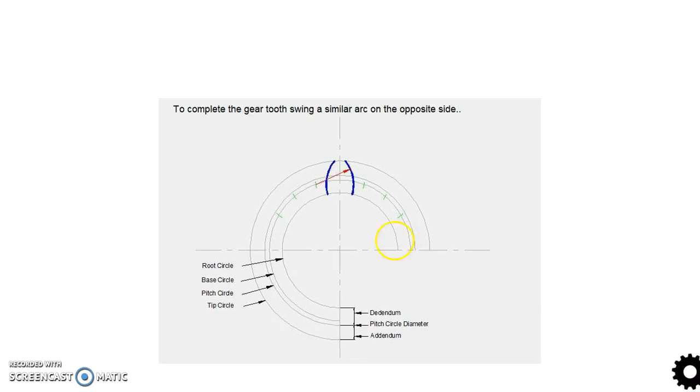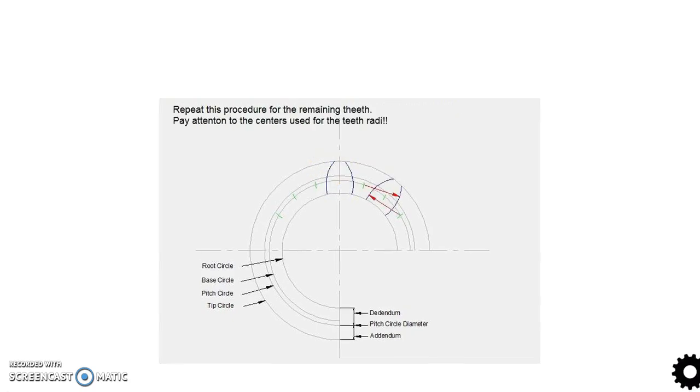Similarly, from this point which is marked as a mirror image of the other point, again with the same radius, draw other part of the tooth profile which is exactly mirror image of this earlier one. A completed gear tooth. Now draw the fillets.